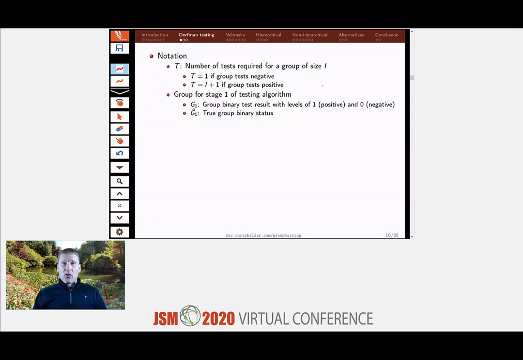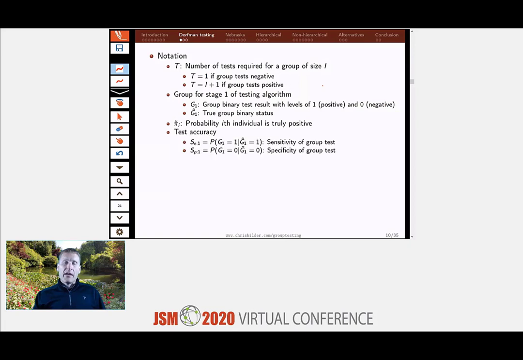Now, for this group in the first stage of testing, we're going to let G sub 1 denote the group binary test result, with levels of 1 for positive and 0 for negative. We also need to define G tilde sub 1, because unfortunately, infectious disease assays are not necessarily 100% perfect. So this G tilde 1 is going to be the true group binary status. We're going to let pi tilde sub I be the probability the ith individual is truly positive. And then we can also define the test accuracy for this group. SE1 is going to be the sensitivity. SP1 is going to be the specificity.